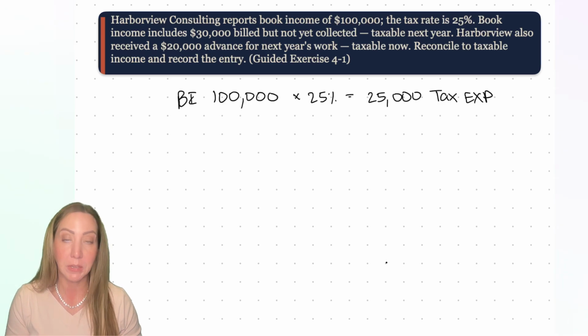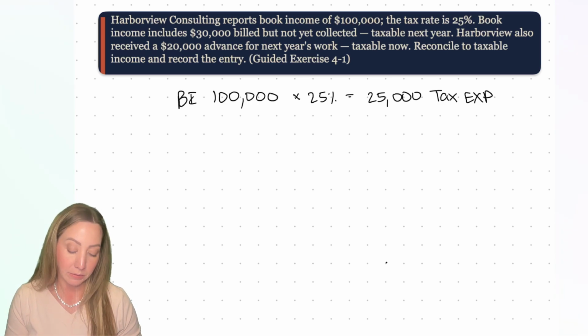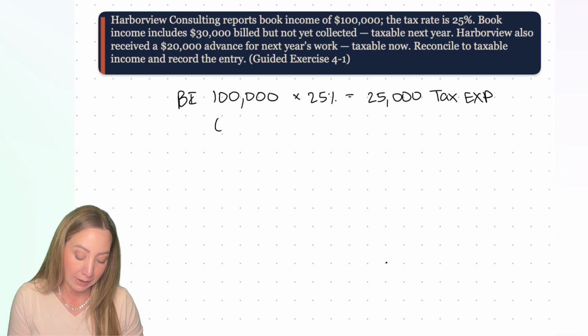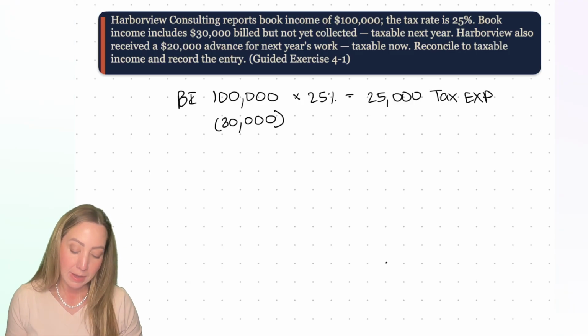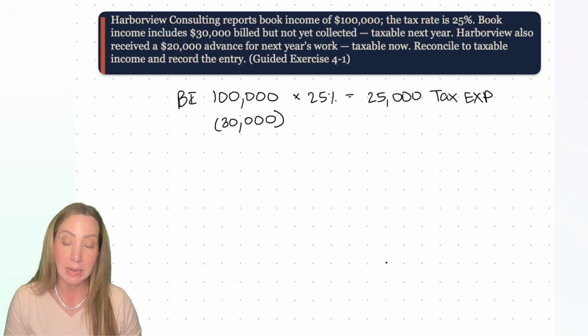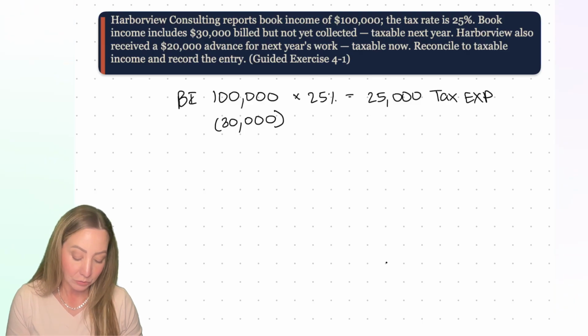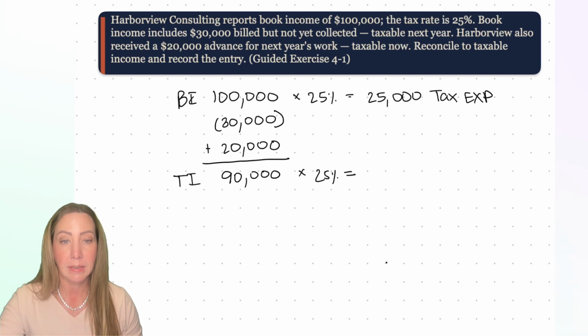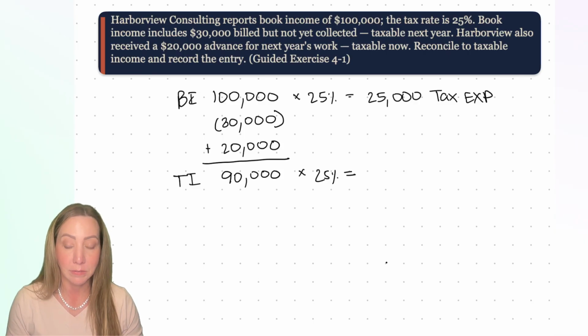So we've been told that book income includes $30,000 that was not yet collected. So we do not have to pay taxes on that. So I'm going to subtract that $30,000. And then we also have been told that we've received $20,000 in cash in advance for next year's work, which means we haven't recorded that as revenue in this book income, but we must pay taxes on it. So I'm going to add that $20,000. And that will give me my taxable income, and I can multiply that also by the tax rate of 25%, and I would get my tax payable of $22,500.